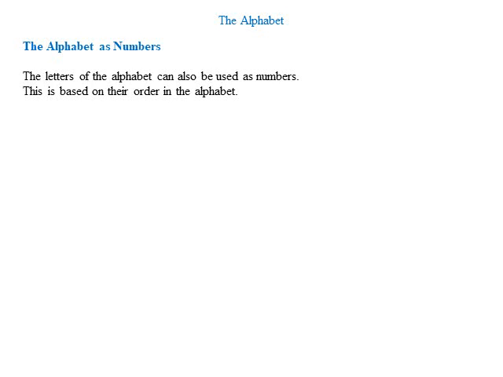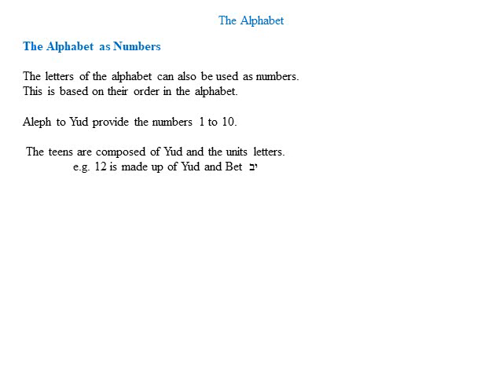The alphabet is numbers. The letters of the alphabet can also be used as numbers. This is obviously based on their order in the alphabet, so that Aleph is 1 and Bet is 2 and so on. So Aleph to Yud provide the numbers 1 to 10. The teens are composed of Yud and the units letters. So for example, to make 12, we take the Yud, the 10, and the Bet of 2, and we end up with Yud Bet as the number 12.